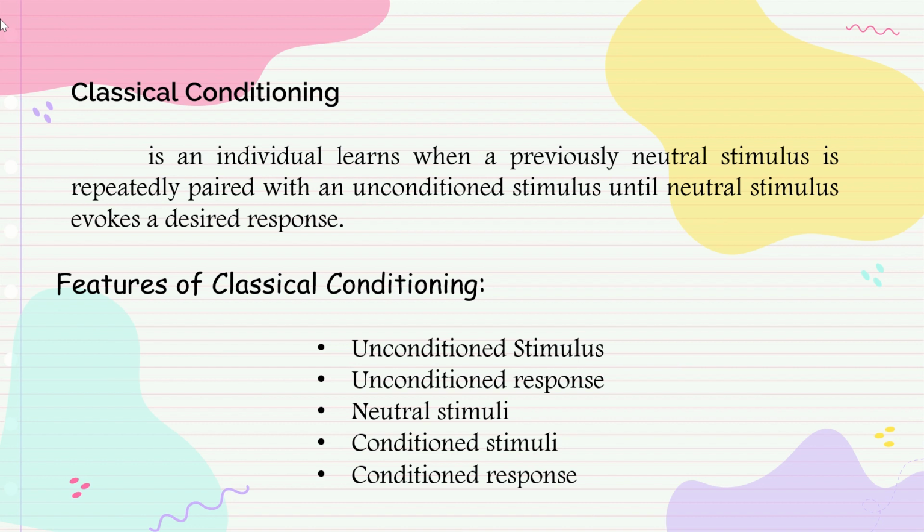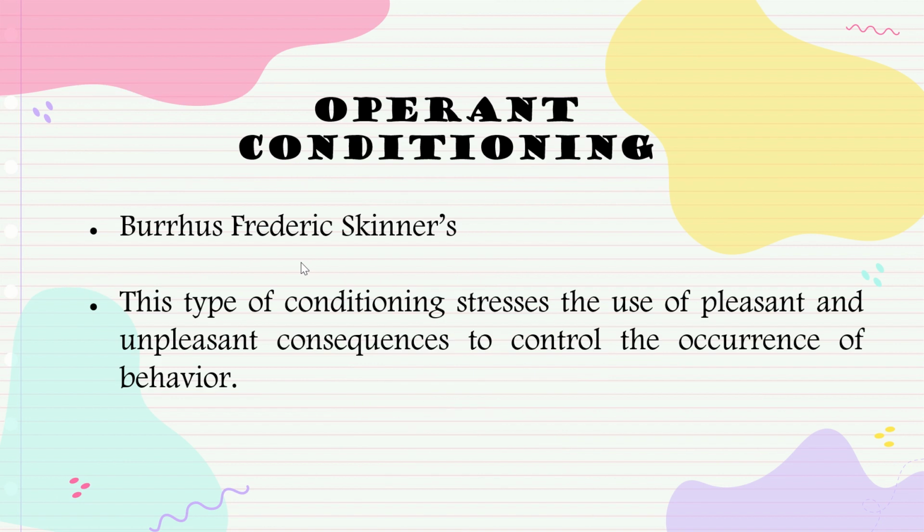Next is operant conditioning, by Burrhus Frederick Skinner. This type of conditioning stresses the use of pleasant and unpleasant consequences to control the occurrence of behavior.